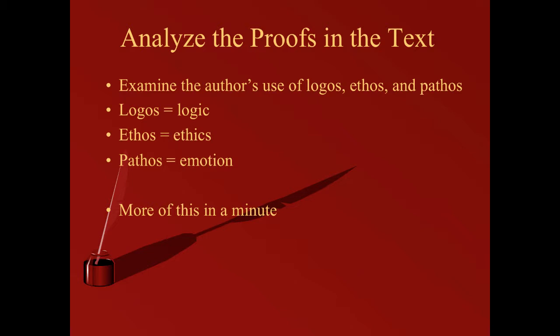Examine the author's use of logos, ethos, and pathos. Logos is logic, ethos is ethics, and pathos is emotion. And these are all tools that writers use when they are making an argument. So we'll get to more of that in just a minute.